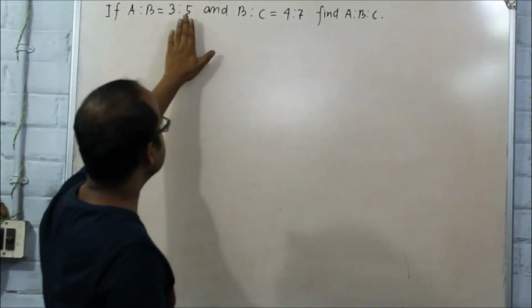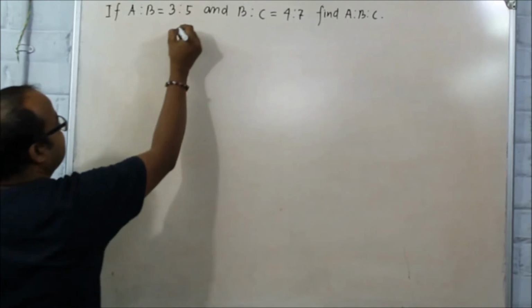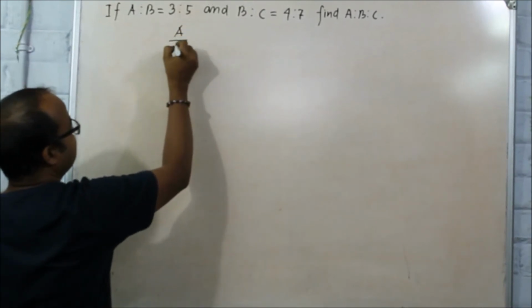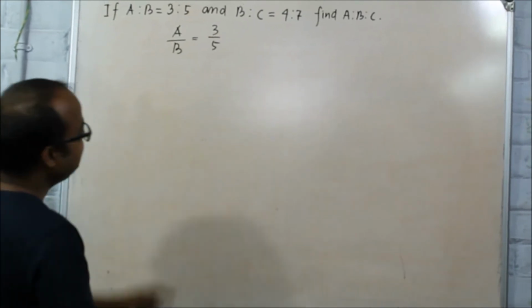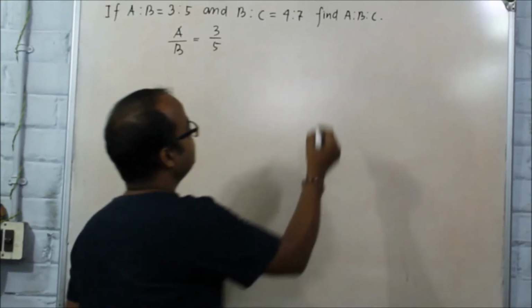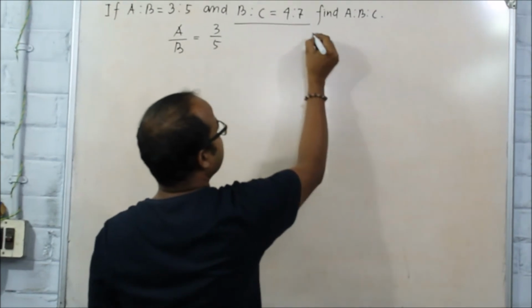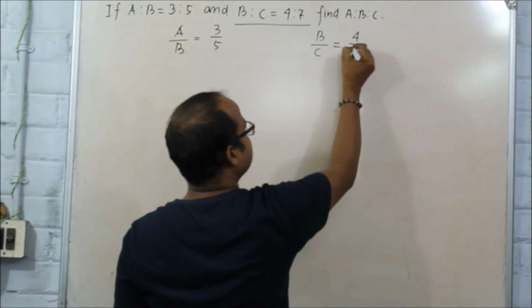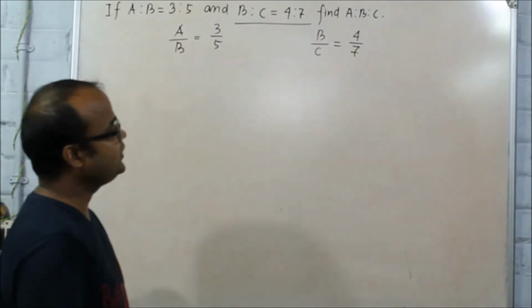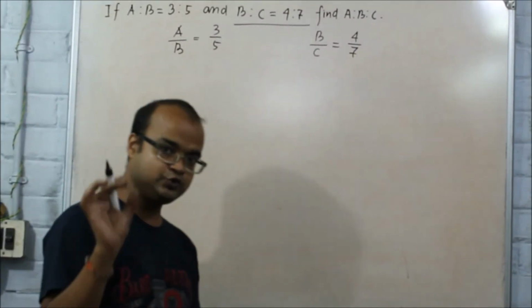A is to B is given as 3 is to 5. That means A by B is given as 3 by 5. And B is to C is given as 4 is to 7. So that means B by C is given as 4 by 7. So we have to find out A is to B is to C.